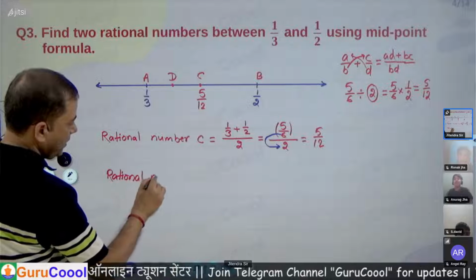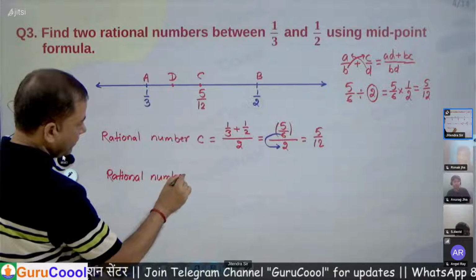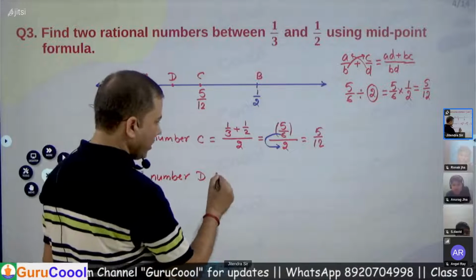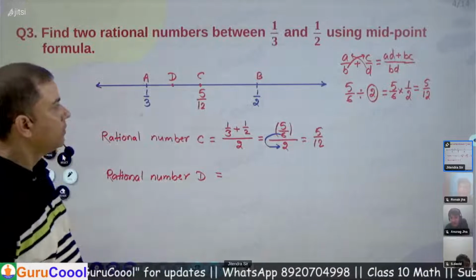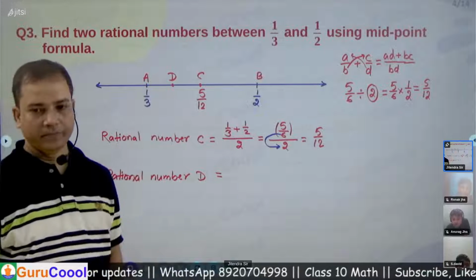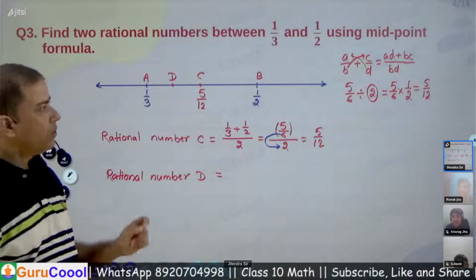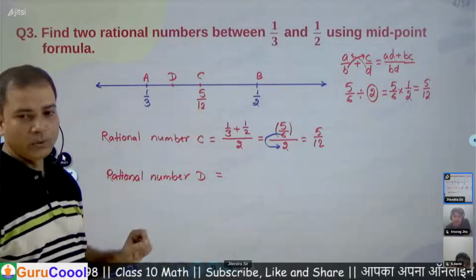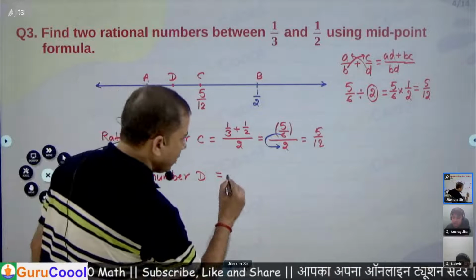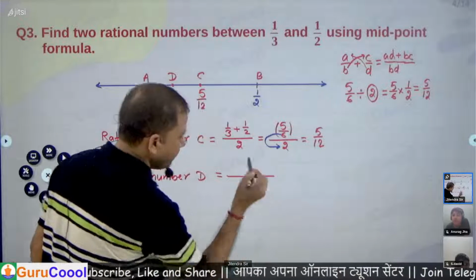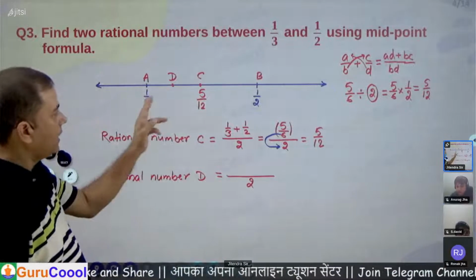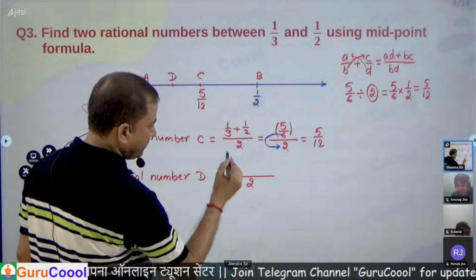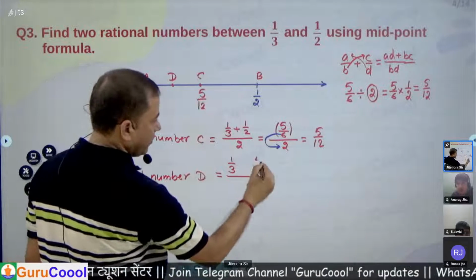Rational number D is equal to... D is the midpoint of which two? A and C, right? Yes, sir. So you will add A and C and then divide by 2. I'm already writing divide by 2, and in the numerator I will add A and C. A is 1 by 3, C is 5 by 12.